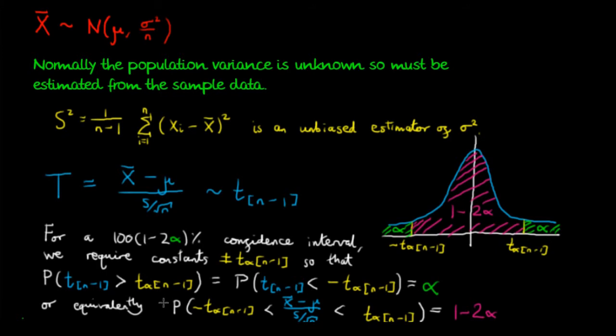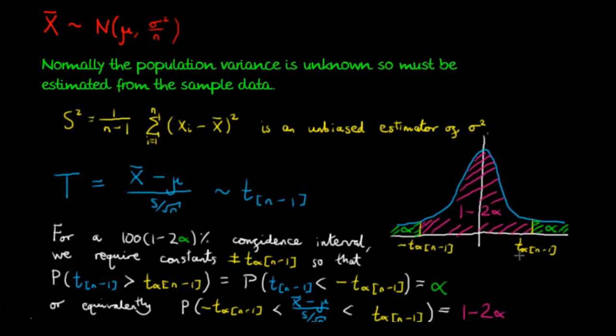So an equivalent way of writing this is to say, right, okay, we're looking for these constants plus or minus T alpha n minus 1, so that the probability of our T statistic, which is distributed as T n minus 1, the probability of our T statistic being between these two values is 1 minus 2 alpha. And hopefully you can see from the picture that these two problems are equivalent. So how do we find these constants, these yellow constants, T alpha n minus 1? Well, fortunately that's really easy, because these are exactly the constants that the statistical tables give us.